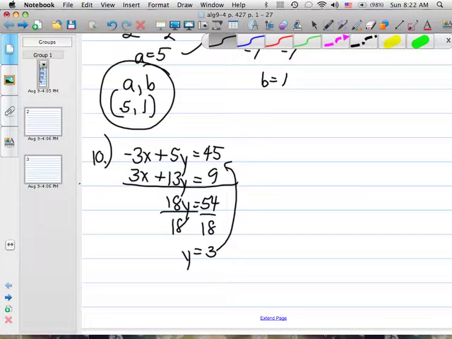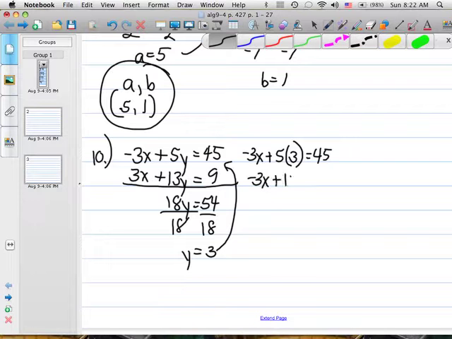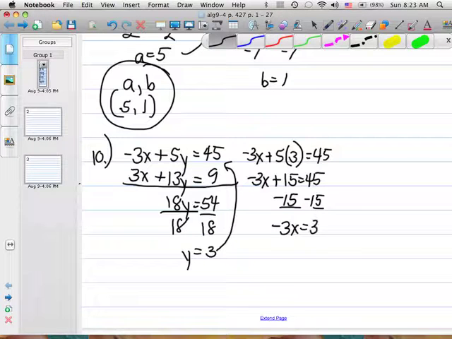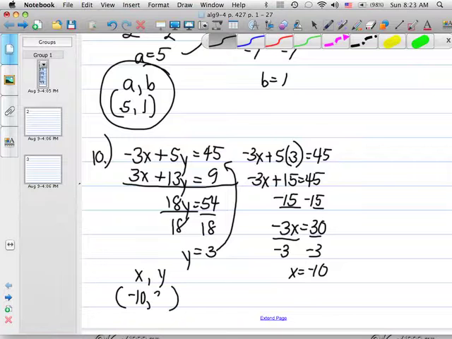Substituting back in, you get -3x plus 5 times 3 for y equals 45. -3x plus 15 equals 45. Undo addition, subtract 15. We get -3x equals 30. Divide by -3, and we have x equals -10. So our ordered pair would be x, y. So -10, 3.